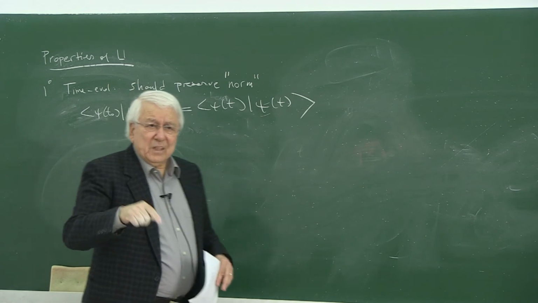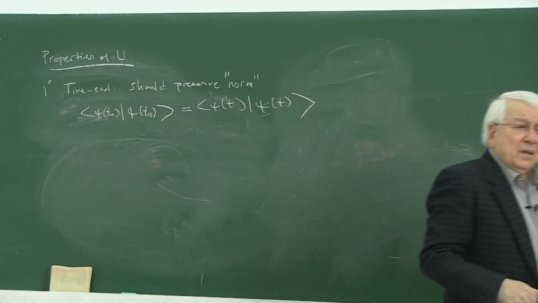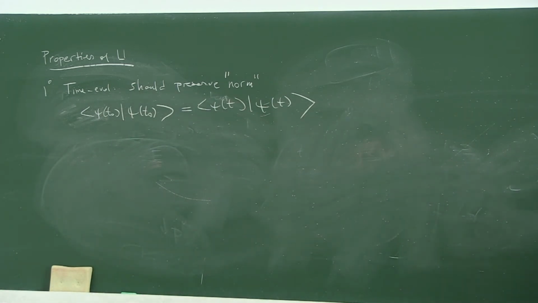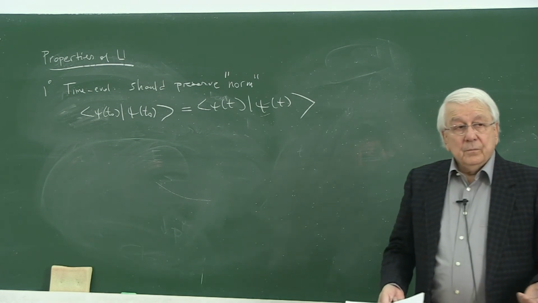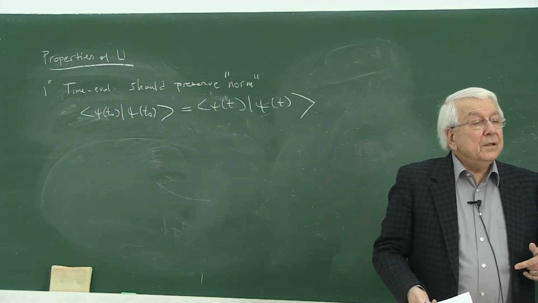I want to express it in this manner. This is a more general statement than saying that if it is one before, it should be one later. Well, its value should stay the same. If it is one, it is one. If it is one half, it's one half. Of course, that doesn't mean anything in quantum theory because we know that norms should be one.